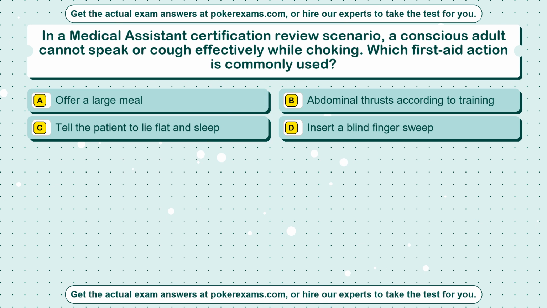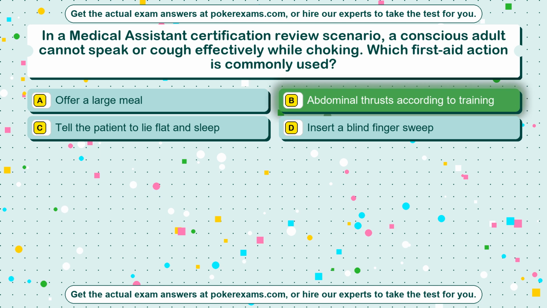In a medical assistant certification review scenario, a conscious adult cannot speak or cough effectively while choking. Which first aid action is commonly used? Option A, offer a large meal. Option B, abdominal thrusts according to training. Option C, tell the patient to lie flat and sleep. Option D, insert a blind finger sweep.